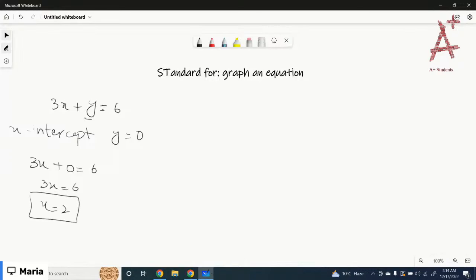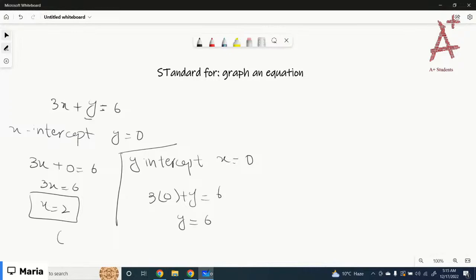Got it? Okay. So for the y-intercept put x equals 0. It would be then 3 times 0 plus y equals 6. Got it? 3 times 0 is 0, so it would be y equals 6. So you have 2 points now. (2, 0) and (0, 6). Just use these 2 points and plot the graph. Got it?